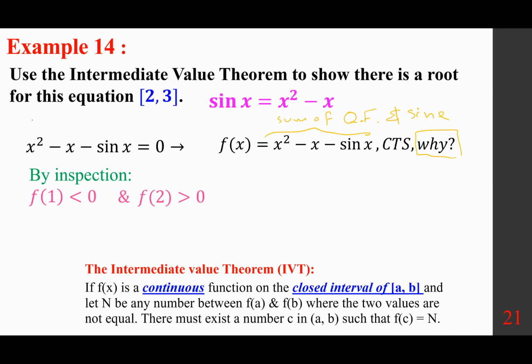So f of 1. If I plug in 1 here, I get 1 squared minus 1 minus sine 1. And that is minus sine 1. By 1, we mean 1 radian. And that is negative.